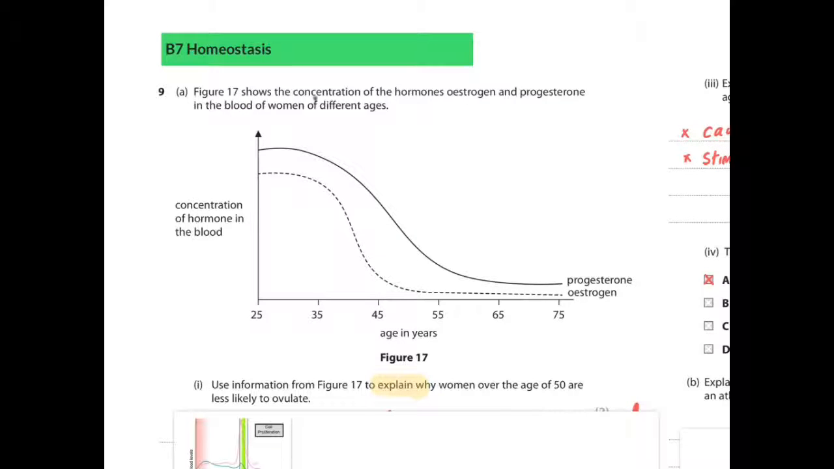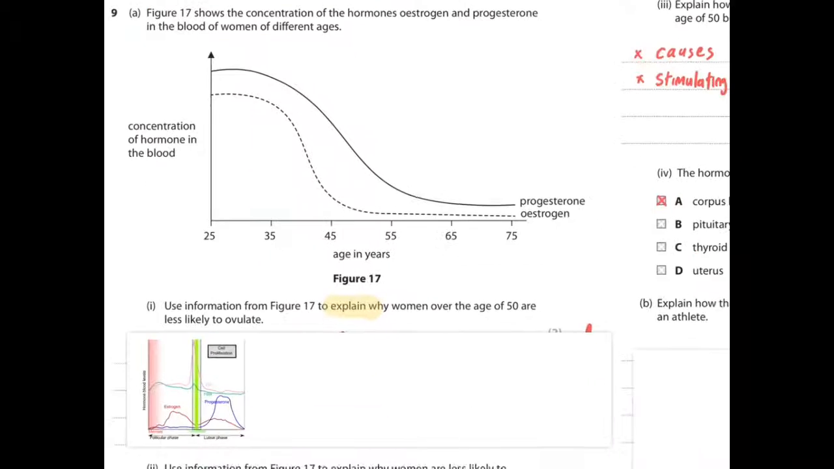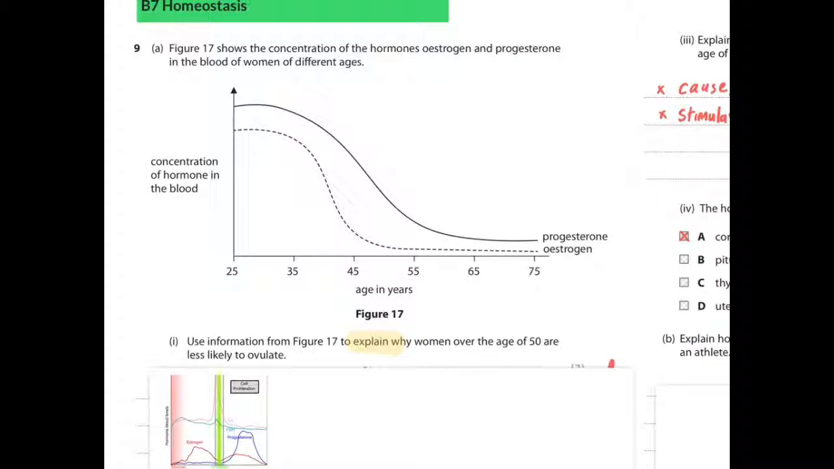Figure 17 shows the concentration of the hormones estrogen and progesterone in the blood of women of different ages. So let's just have a look at what's going on here. We can see that as age increases, estrogen decreases first, and we can say that decrease starts about mid-30s and then really starts to level off, and by 50 it's reached this very low level.